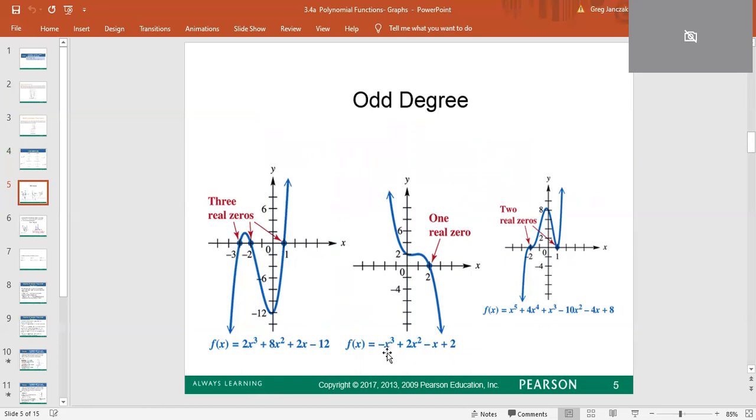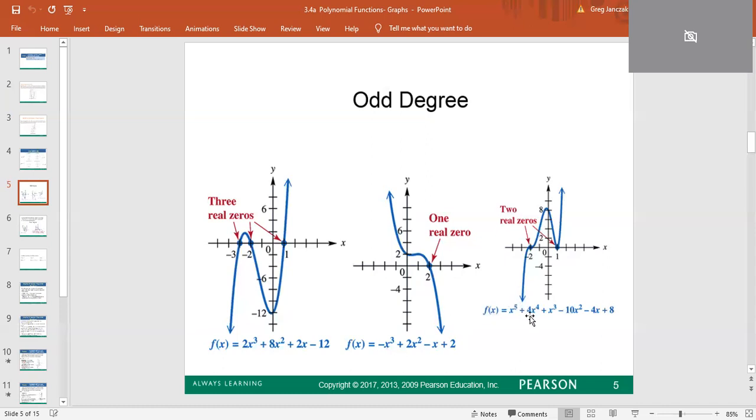The next one, the middle one, is a negative x cubed. So that's where it flips, right? Instead of being up to the right, now it's down to the right and up to the left. And so you see that end behavior because of the leading term. You look at the leading term.